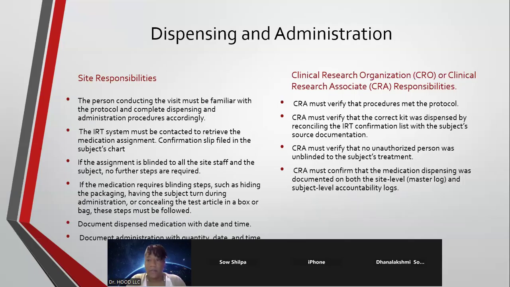Okay, so what are the responsibilities of the CRO or the CRA? The CRA must verify that these procedures met the protocol. The CRA must verify that the correct kit was dispensed by reconciling the IRT confirmation list with the subject source document. So that is why it's important. We have to look at both. The CRA must verify that no unauthorized person was unblinded to the subject's treatment. So we always want to ask that question if you are an unblinded CRA: was any blind broken since the last time I came?